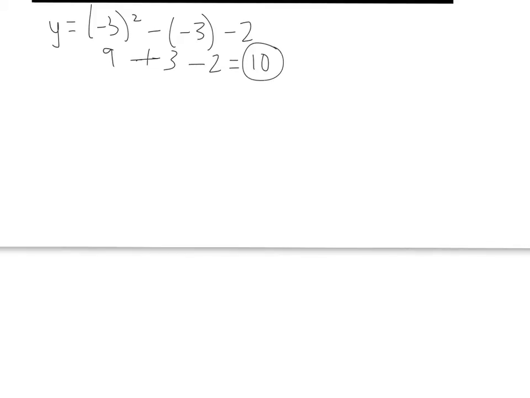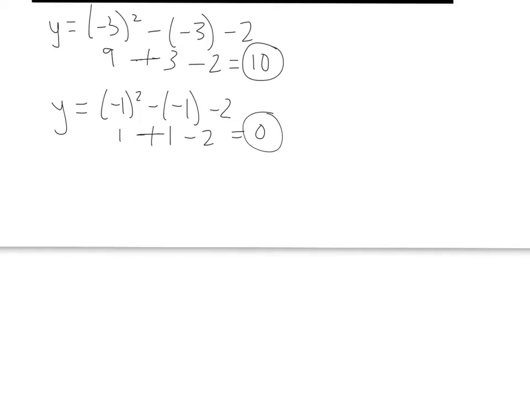I'm going to go ahead and plug in -3 for x into my quadratic. So y equals -3 squared minus -3 minus 2. -3 squared is 9, minus -3 is really plus 3, minus 2 equals 10. And I'll fill in my table in just a moment. Now I'm going to plug in -1 for x and do the same thing. -1 squared is 1, minus -1 is plus 1, minus 2 is 0.